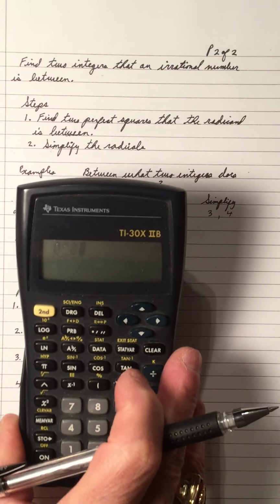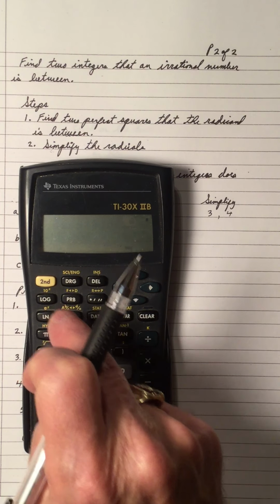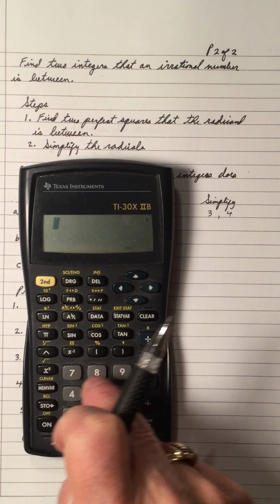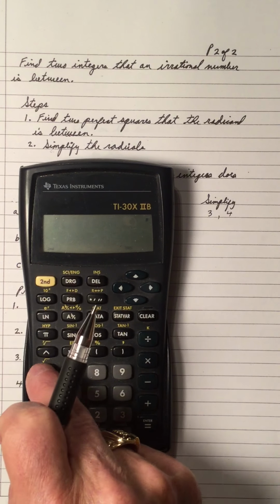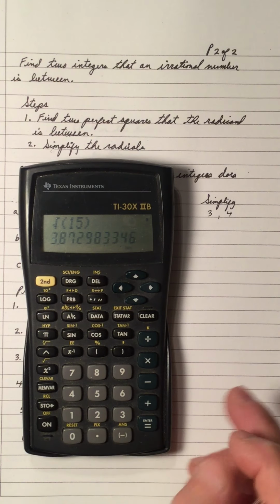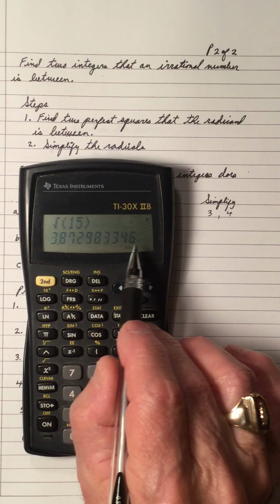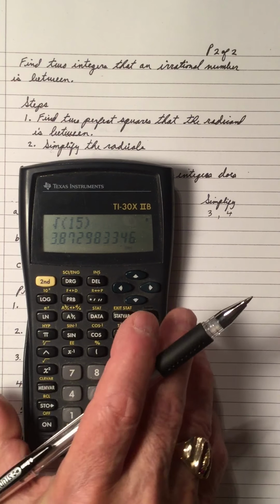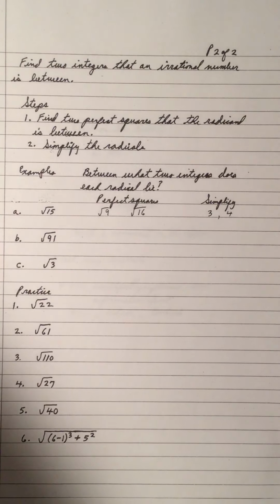So root 15, if you take your calculator and do the square root of 15, you can see it's 3.8729. Notice the decimal is going on, but the calculator stops and doesn't give us all the decimals.